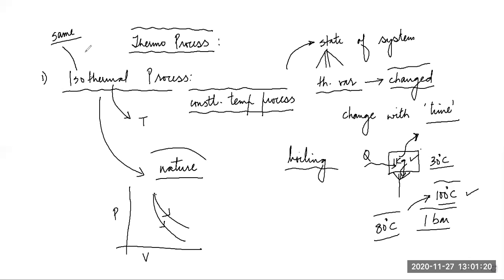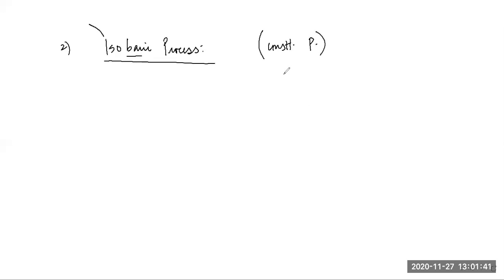Now, having expressed and understood what is isothermal process, let's go for the second process, that is isobaric process. As the name suggests, bar is the unit of pressure. Iso means same. It's a constant pressure process. Constant pressure. Now, students, very simple.